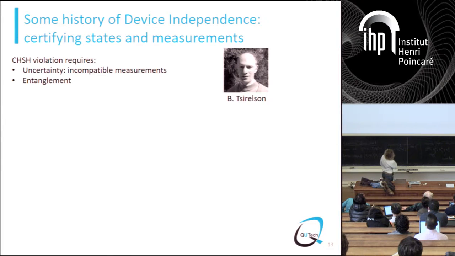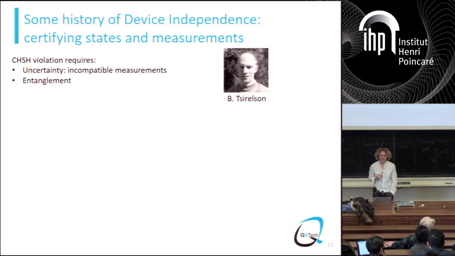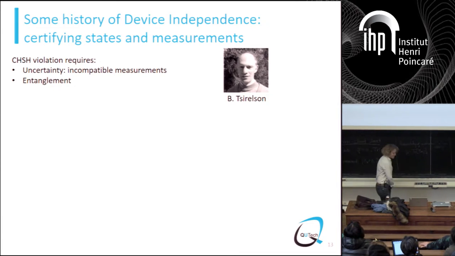So, the idea of certifying states and measurements, that if I have maximum violation, I can say something about my measurement, is actually already somewhat implicit in the work by Zeroson, who proved this maximum upper bound on the winning probability. It's actually not hard to derive this, but if we first need to digest quantum states and measurements, it would take us some time.